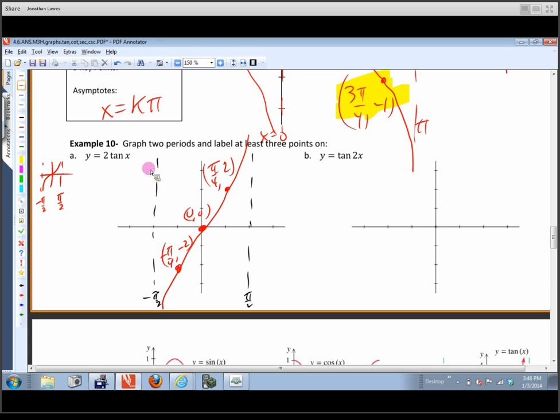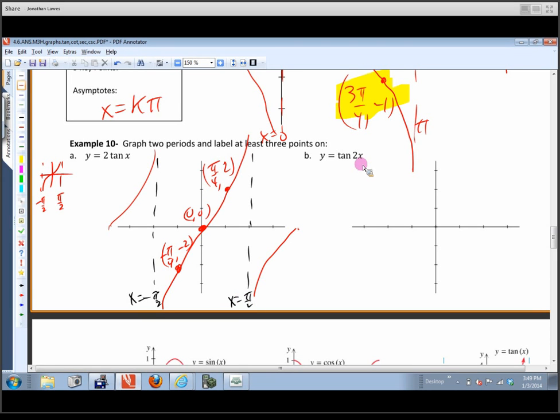And it says graph 2 periods and label at least 3 points. So I could come over here and I could say, all right, it's going to go through like this. It's going to look the same, and this piece is going to be, let's see, up here, like that, okay? So I've got what it looks like. I've got things labeled. I've got the asymptotes labeled. Again, I'm going to put an x equals on that asymptote and an x equals on that asymptote. Okay, so we've got the right graph there.